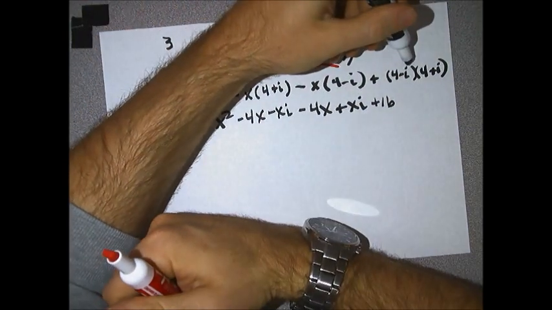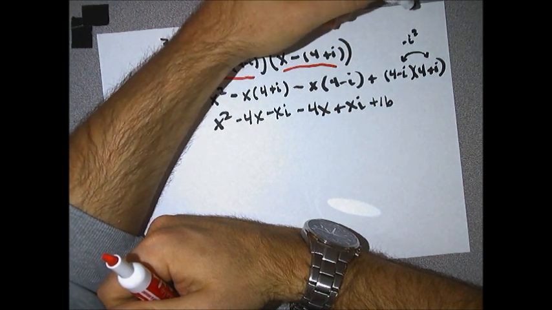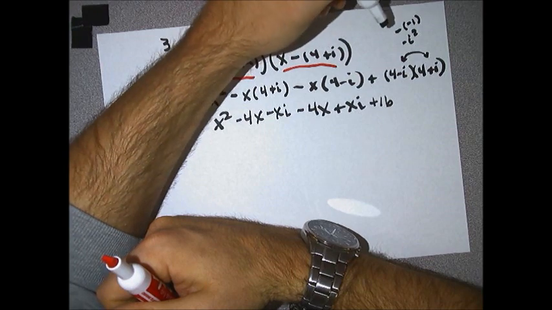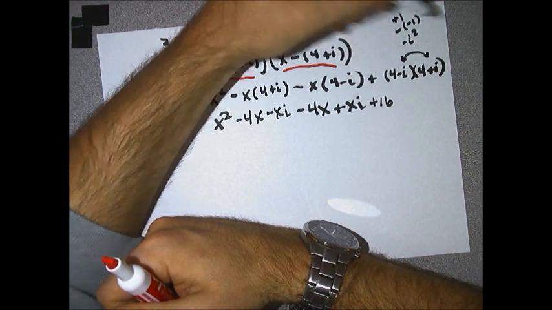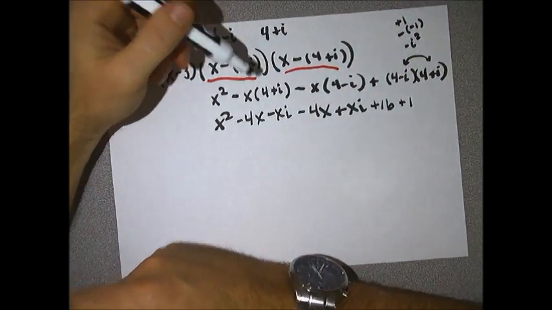And then last times last gives me negative i squared. And negative i squared is negative negative 1. So that's really like saying plus 1. So that's like adding 1 to the end. So your 16 is really going to turn into a 17.